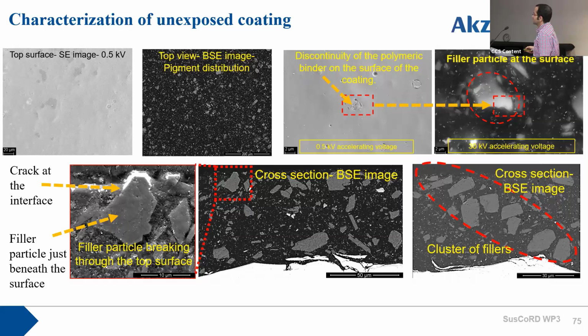And this is a cross-section, again, of a pigment that is breaking through the coating. And as you can see also, there is a crack at the interface of this pigment, which may allow penetration of the environment into those regions. But the other thing that we observed is the formation of clusters through the entire thickness of the coating.